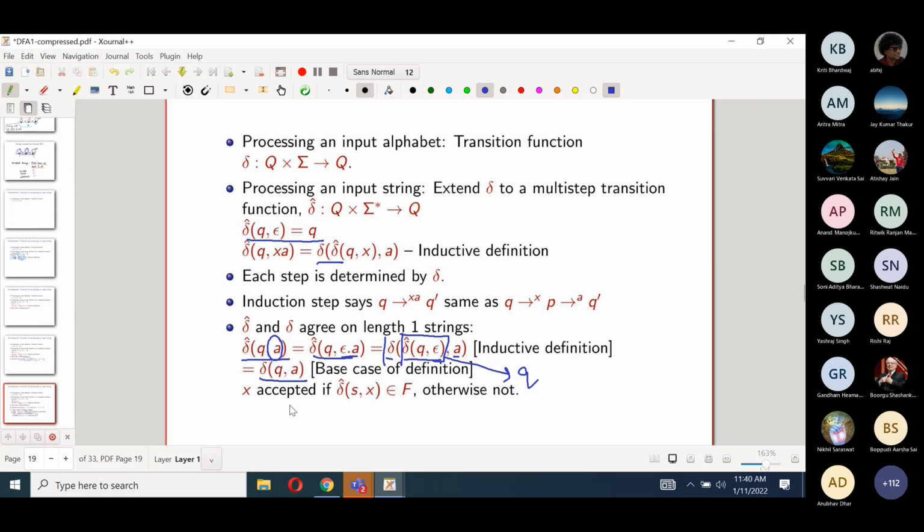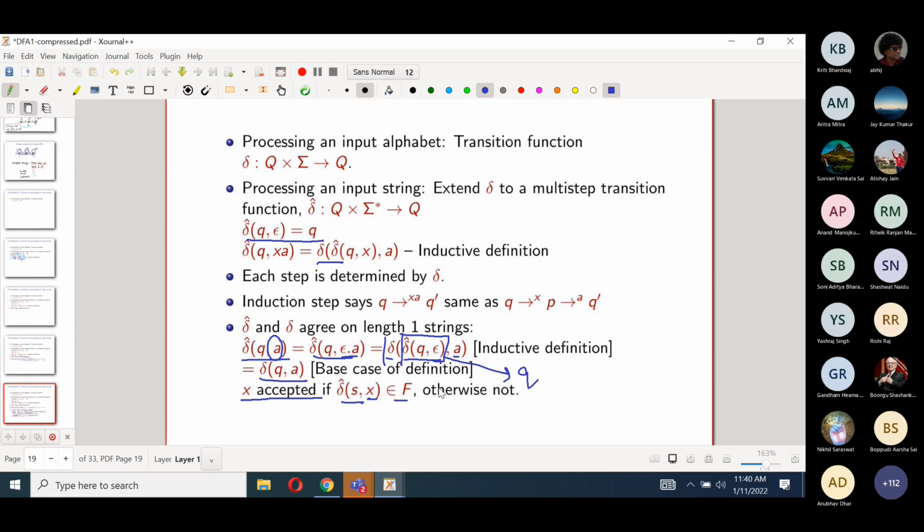And finally, once we have this definition of delta hat, which is a multi-step extension of delta, we can specify that X is accepted by the machine if delta hat, starting from start state S and reading input string X, ends up in a final state. If it ends up in a final state, then X is accepted, otherwise it is not. Okay, any questions so far?